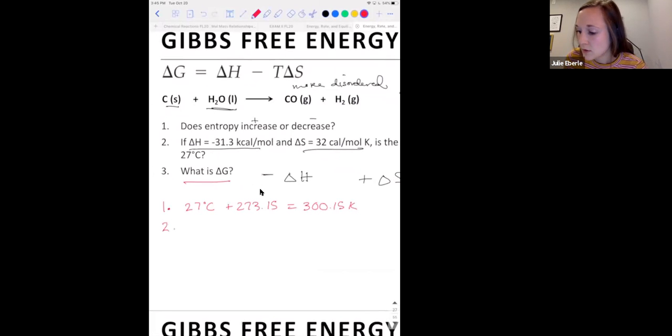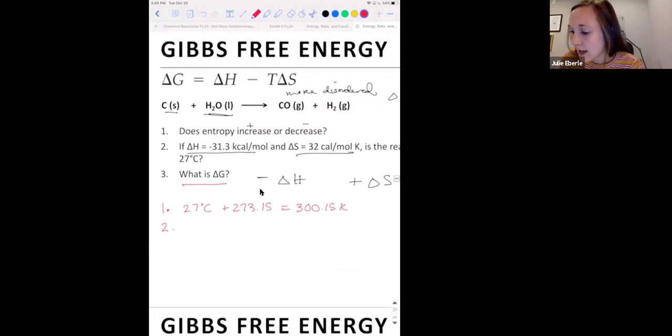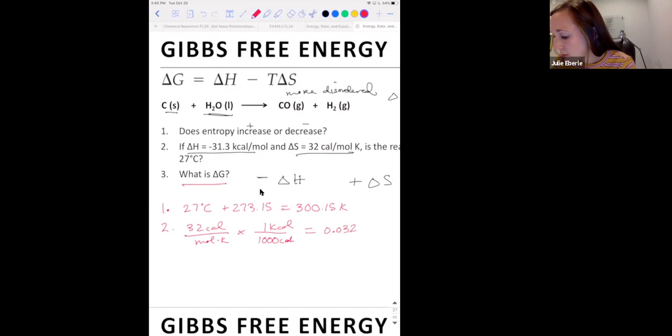Step number 2 is you convert your delta S to kcal. And remember to do that, you're always just going to divide by 1,000 calories on bottom for every 1 kcal. So 32 divided by 1,000 should give you 0.032 kcal. I know I'm flying right now, but I'm just trying to get this down for y'all so that we can actually chat like I said I wanted to.